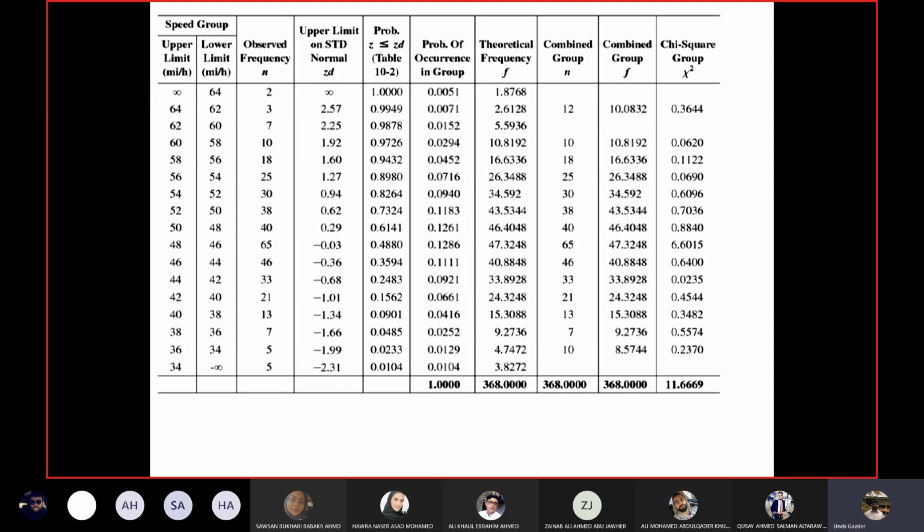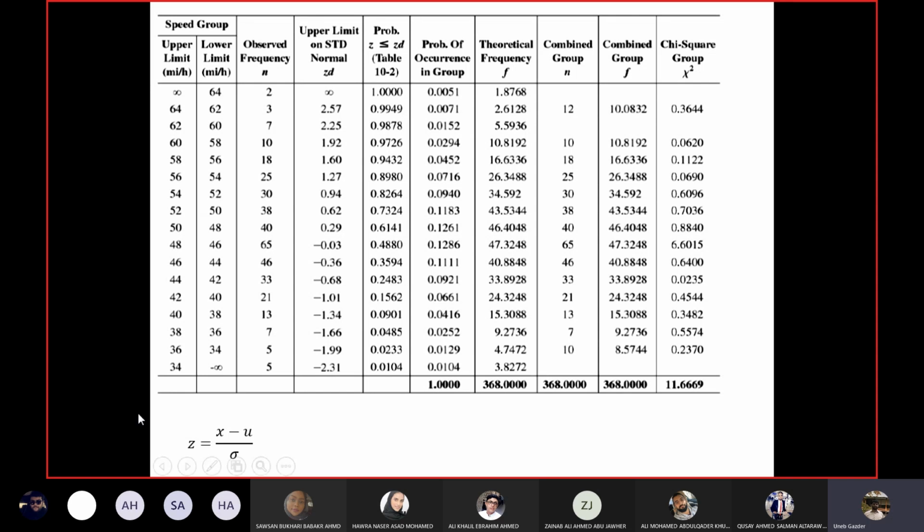Descending order, eliminate the first and the last 0 groups. The 0 means 0 frequency. Then the upper limit of the first group is infinity, and the lower limit of the last group is minus infinity. And the n values are the same as we had in the initial data. Then for each group, calculate the z value.